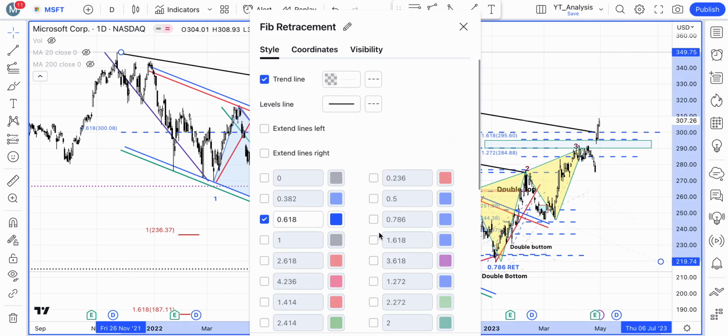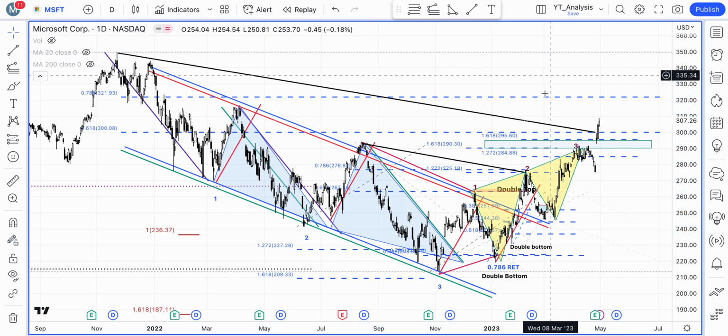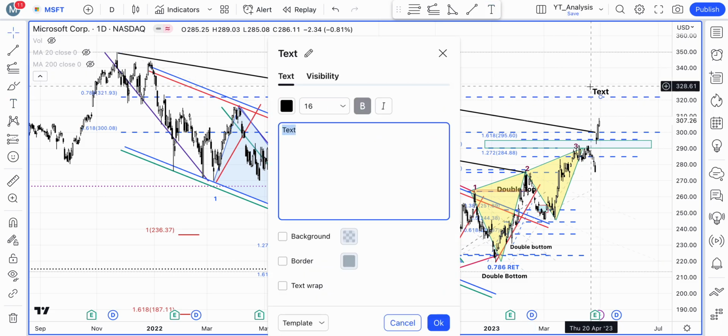But the next resistance level we will begin to focus on is the 78.6% retracement coming at 320. So let's mention 320 as a question mark.